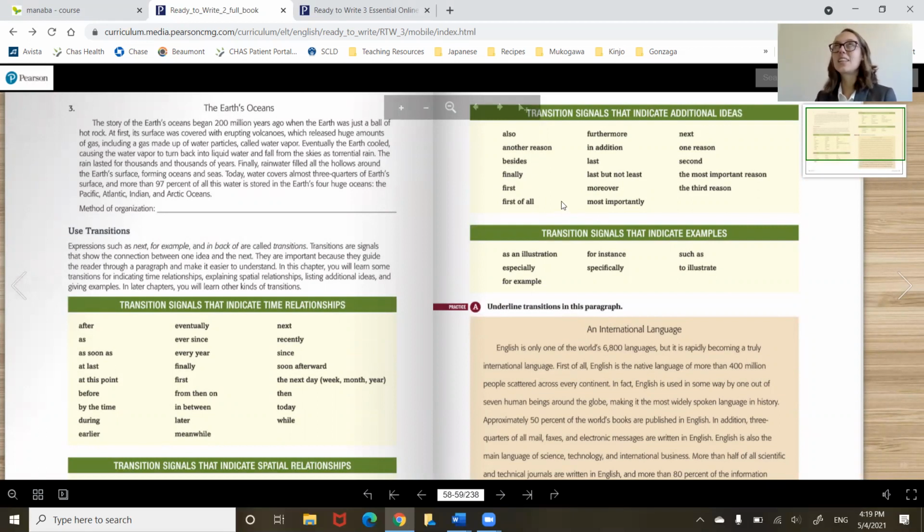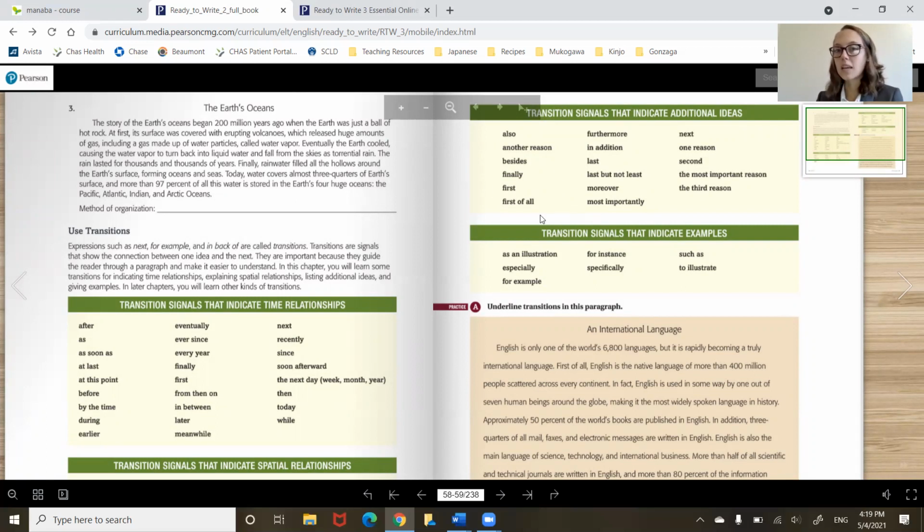So you can say, learning English online is complicated. First, you can't ask your teacher as many questions. Second, you don't practice talking as much. And third, you don't interact with your classmates.